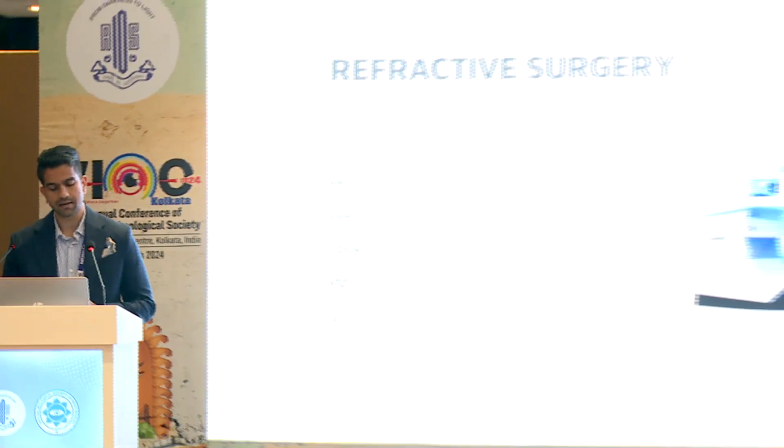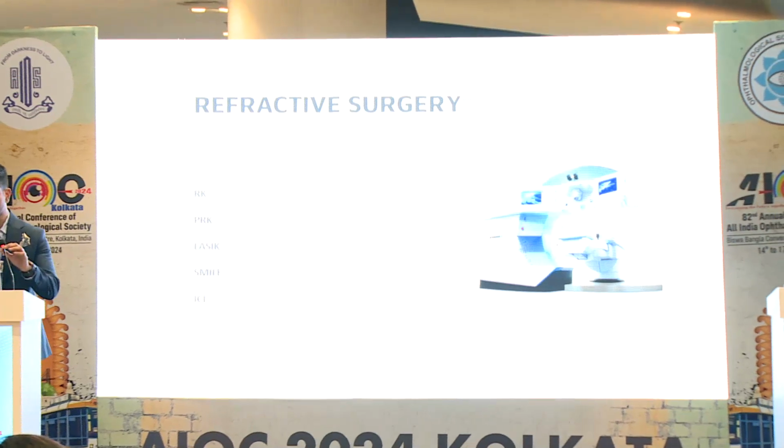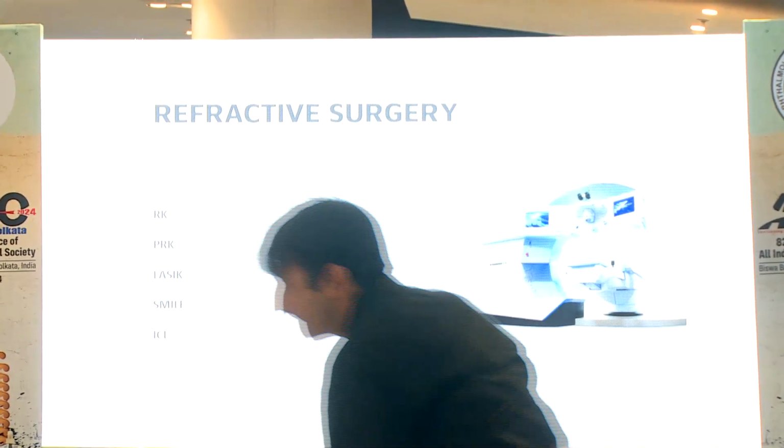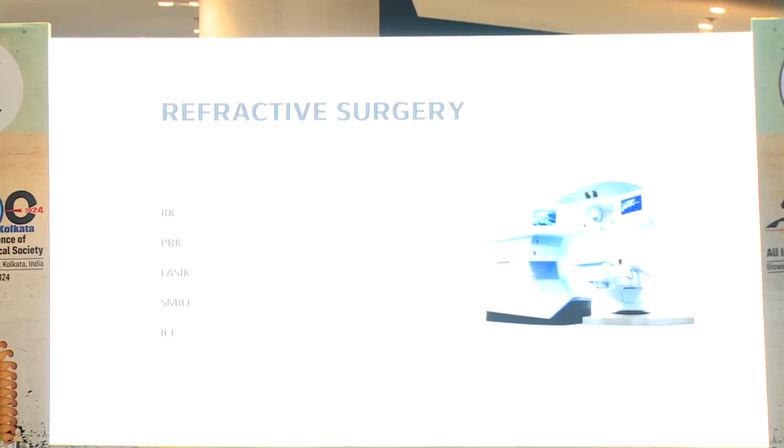Thank you, Dr. Nishant, and thank you, AIOS, and we have a wonderful team here today. The topic I'm going to be talking about is how to achieve emmetropia in cataract patients who have undergone refractive surgery. I have no financial interest. Now, refractive surgery, as we all know, three decades ago used to be radial keratotomy. Now we have PRK, LASIK, the lenticule procedures like SMILE, SILK, CLEAR, and then we have the phakic IOLs like the implantable Collamer lenses.